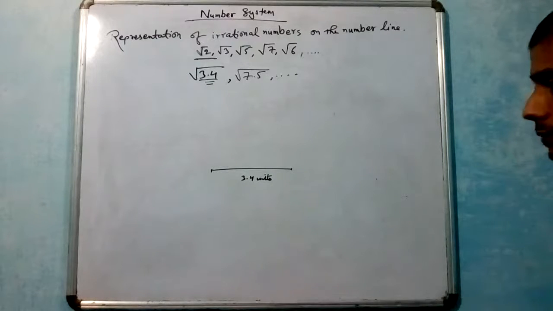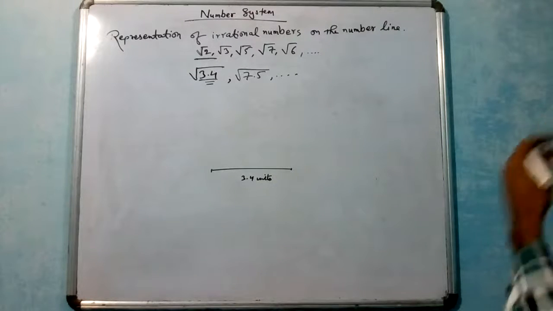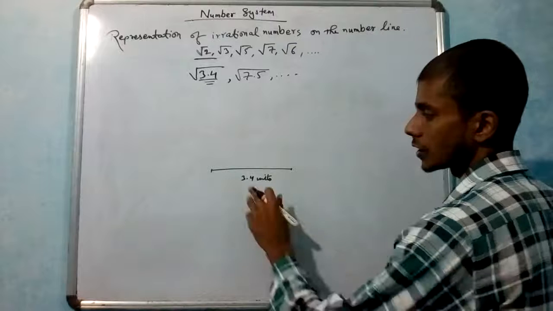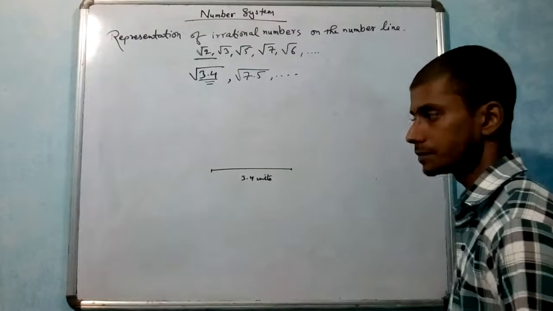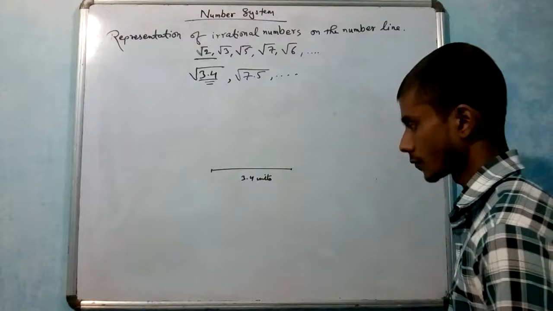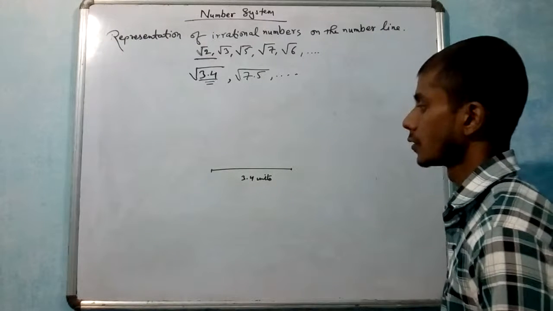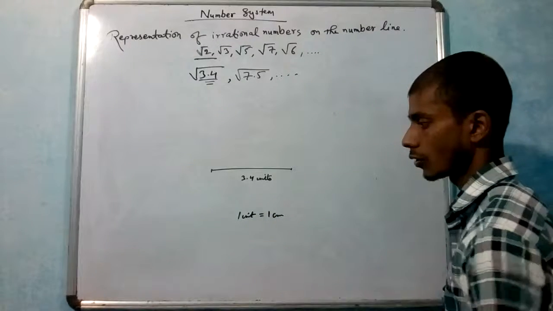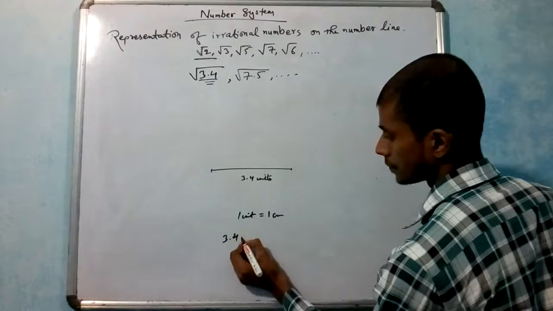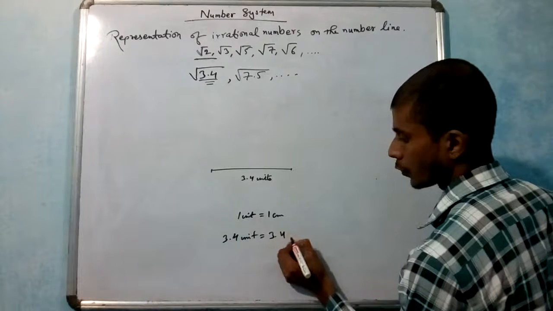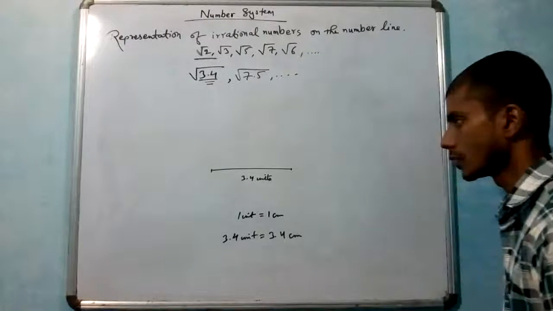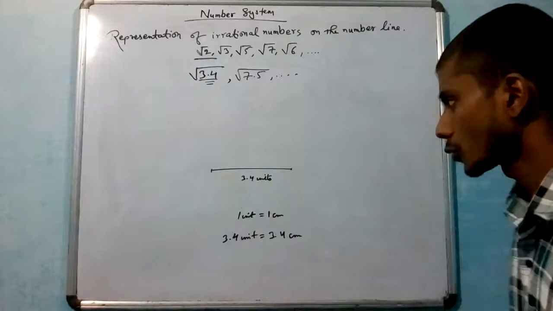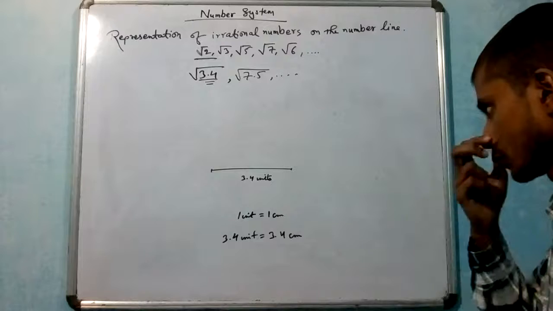Can we represent 3.4 units on our notebook? Suppose we take the centimeter as the unit. 1 unit means 1 centimeter. Then how much is 3.4 units? 3.4 centimeters. So this 3.4 unit I have represented on the page, on my notebook.